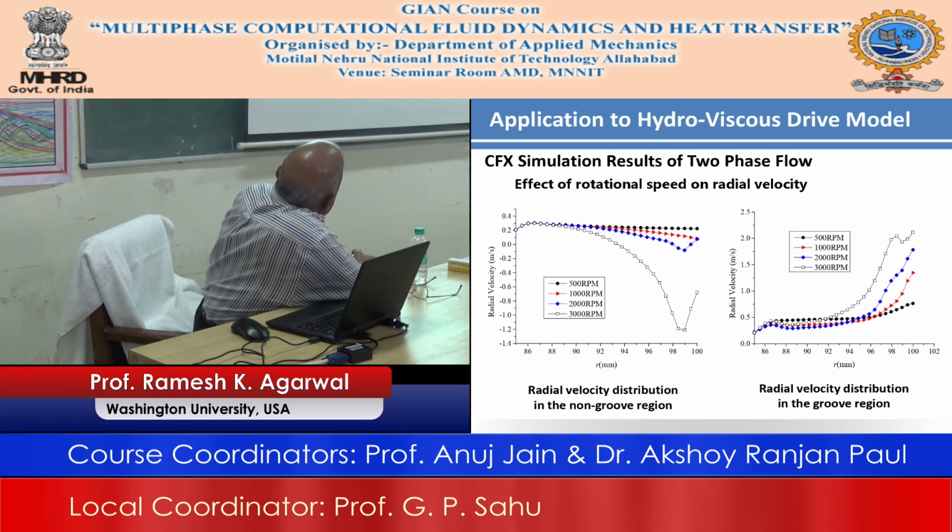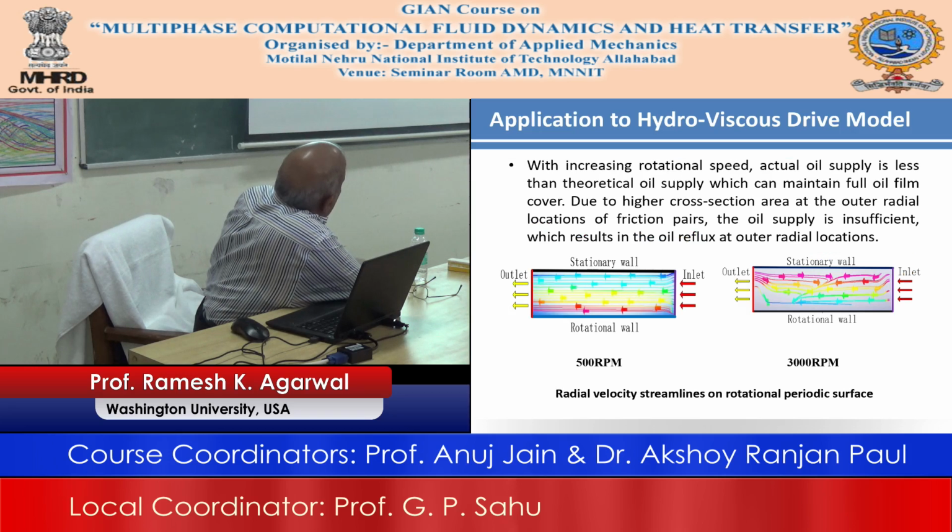If you look at 3000 RPM, that is the one where we have a lot of cavitation, and you see that going from the center to the end along the radius, you can see how much change there is in the radial velocity. Okay, and that is the main cause that is responsible for cavitation.